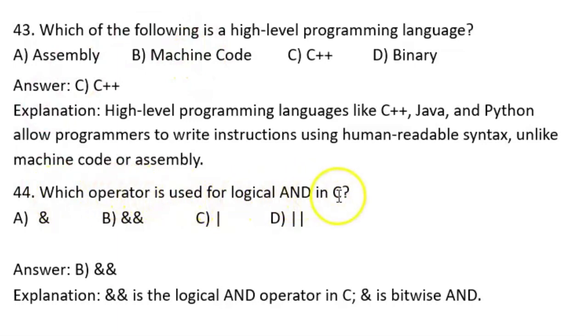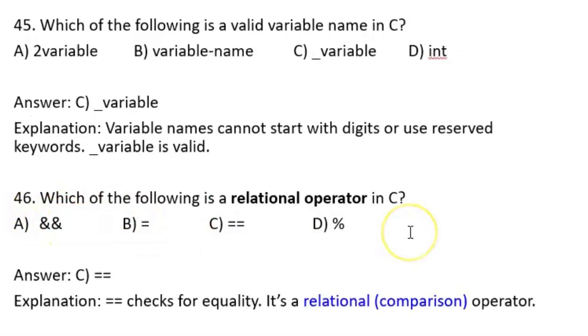Question 44. Which operator is used for logical AND in C? Logical AND is double ampersand. B is the answer. This one is logical OR. This single ampersand is bitwise AND, and this is bitwise OR. Logical AND, logical OR, bitwise OR. Logical AND versus bitwise AND, which works bit by bit.